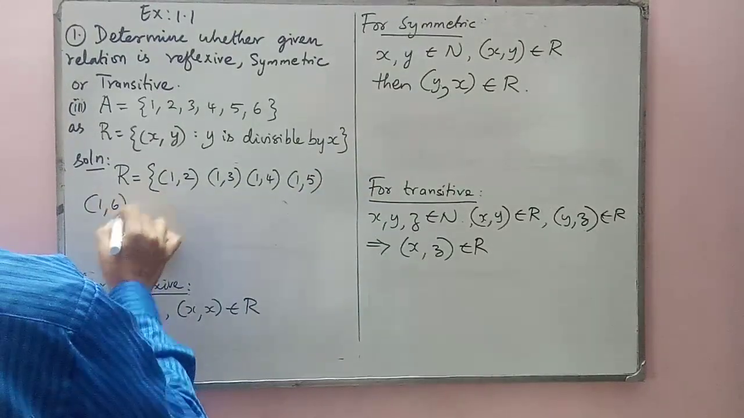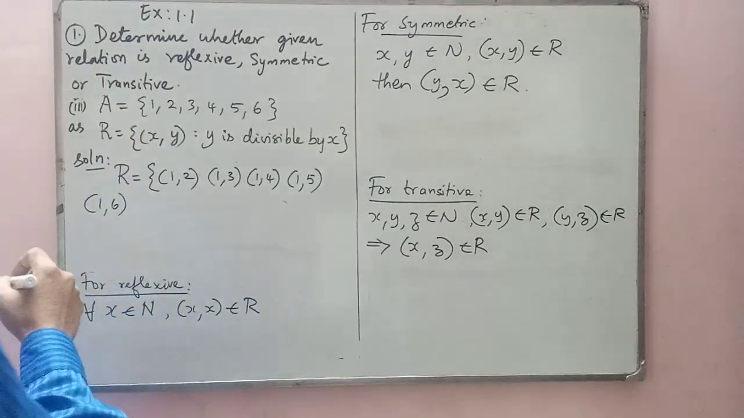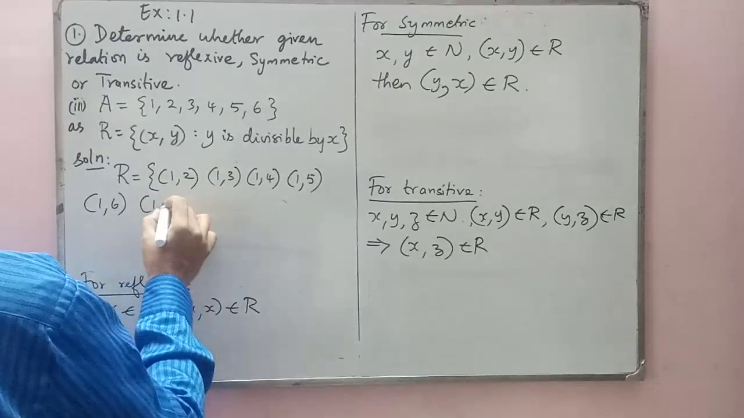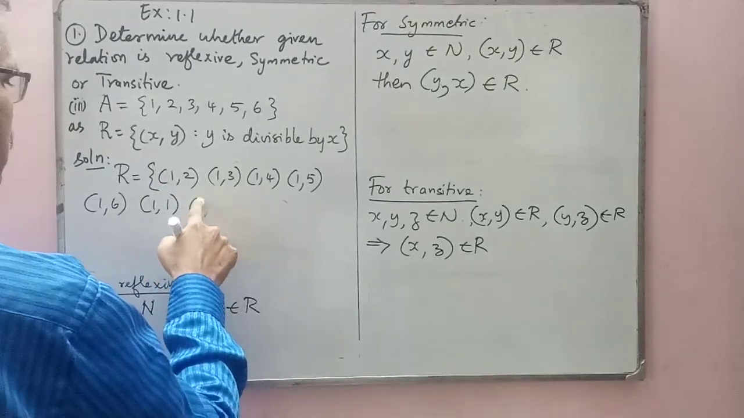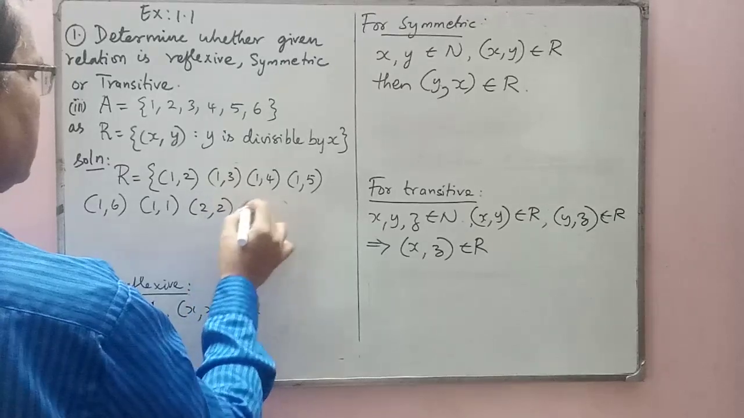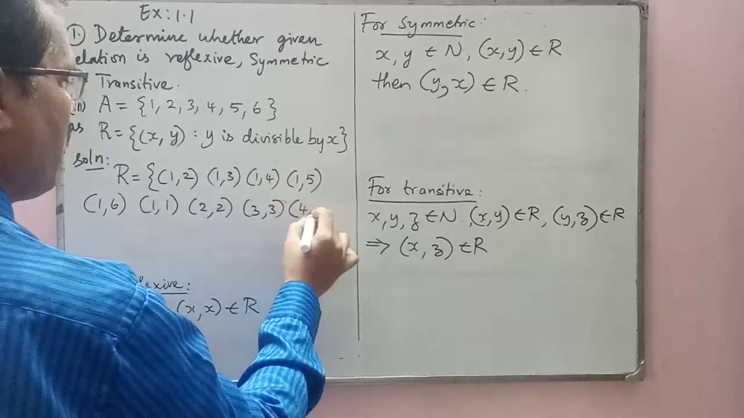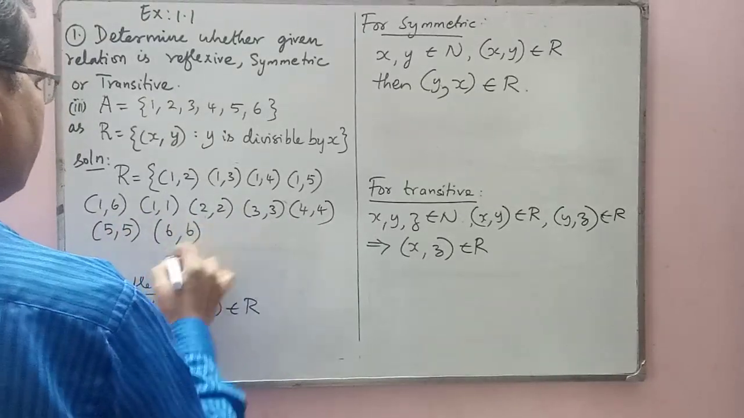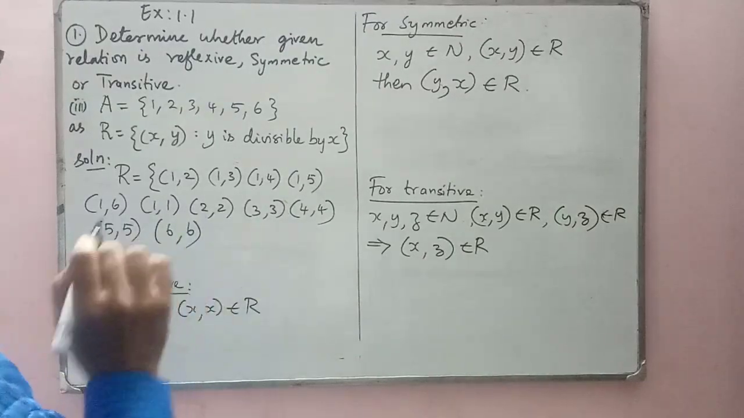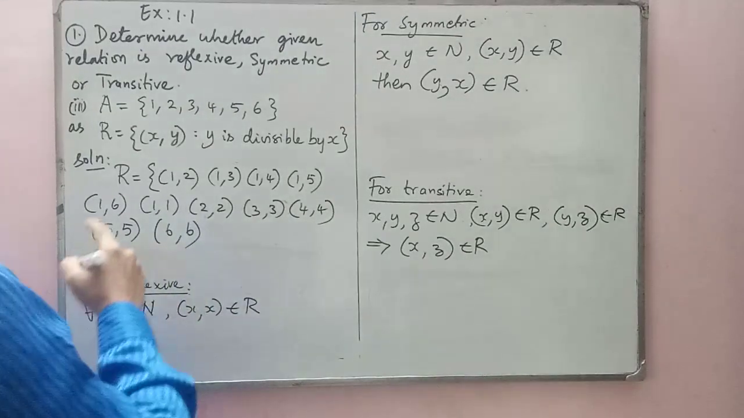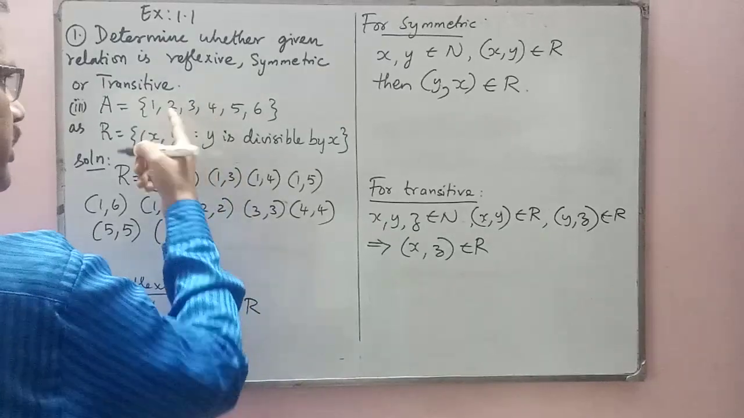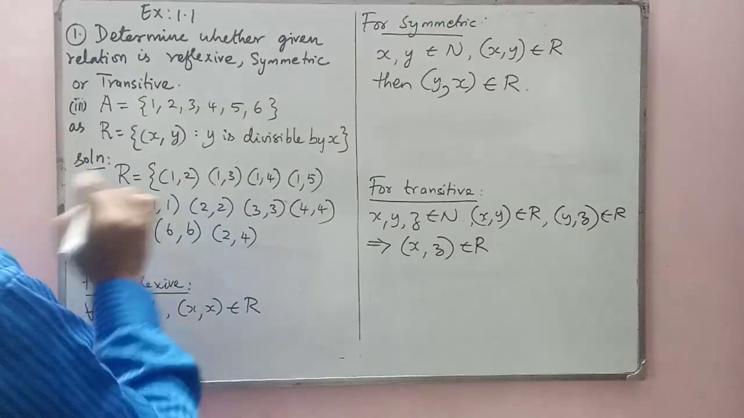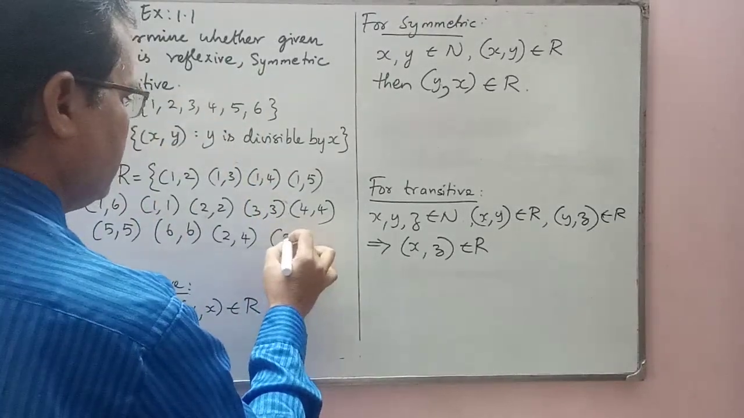Okay children, then the elements themselves: 1 is divisible by 1, 2 is divisible by 2, so we can write (1, 1), (2, 2), likewise (3, 3), (4, 4), (5, 5), (6, 6). Every number is divisible by itself, so we have finished that one. Now we'll check. 3 is divisible by 2, no. 4 is divisible by 2, yes. So you include (2, 4). 5 is not divisible. 6 is divisible, yes.